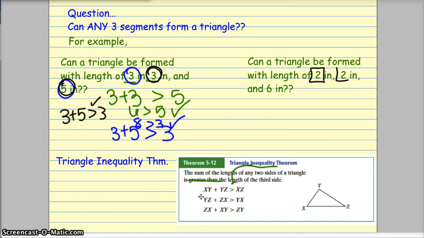If I were to do 2 plus 2, 2 plus 2 is not greater than 6, which is why this triangle, those side lengths are not a triangle.